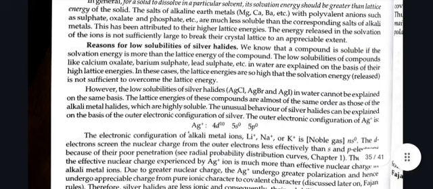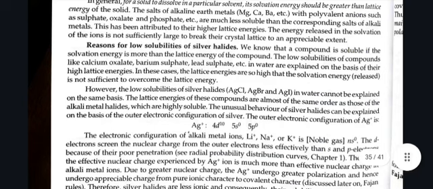We know that a compound is soluble if the solution energy is more than the lattice energy of the compound. The low solubility of compounds like calcium oxalate, barium sulfate, lead sulfate, etc. in water is explained on the basis of their high lattice energies. In these cases, the lattice energies are so high that the solution energy released is not sufficient to overcome the lattice energy. However, the low solubilities of silver halides AgCl, AgBr, AgI in water cannot be explained on the same basis.